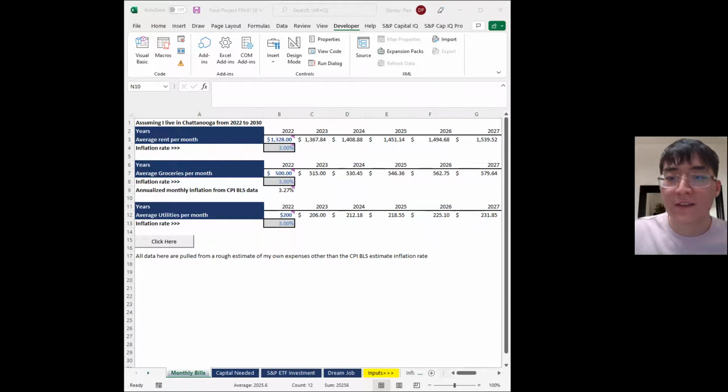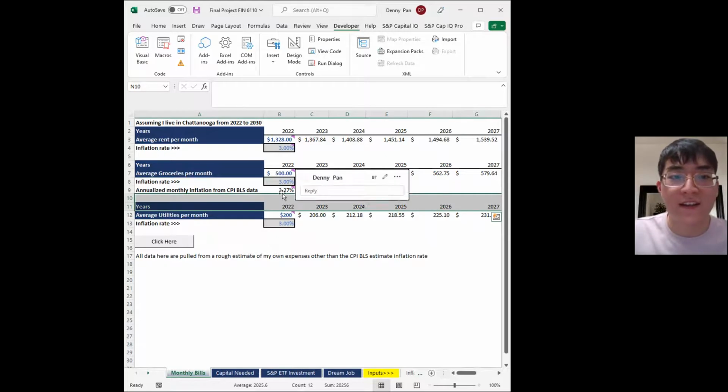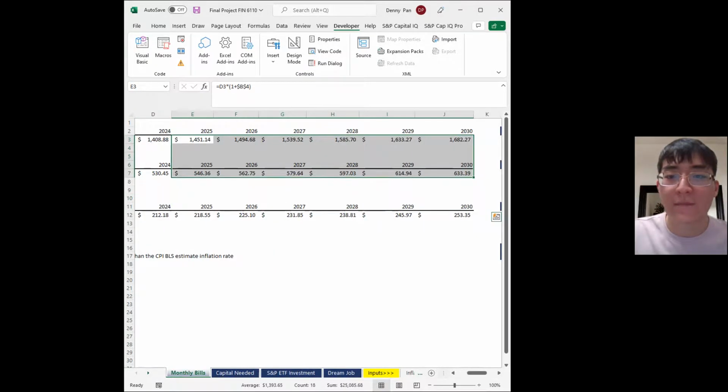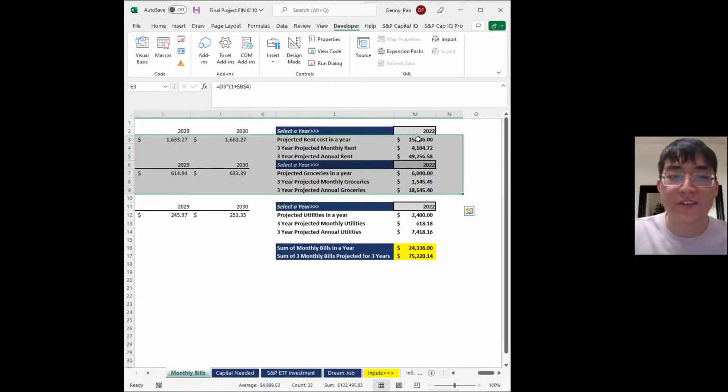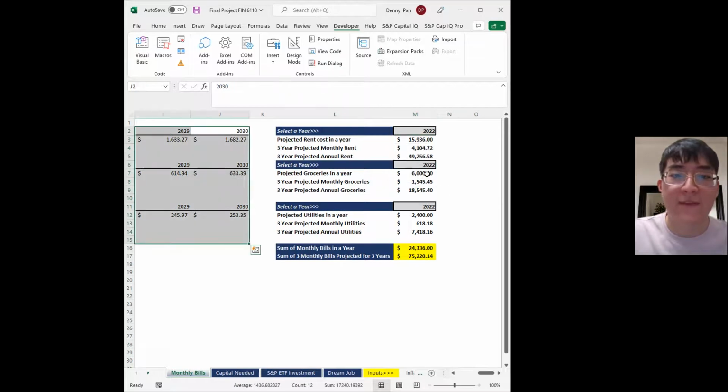The inflation can be input to be whatever the user wants it to be with the macro sign button on the sheet as well. And for good measure, I included an average annualized monthly inflation from the CPI data. And for columns L through M, it is pretty intuitive. This pretty much takes all the data from back here and just adds it up here.